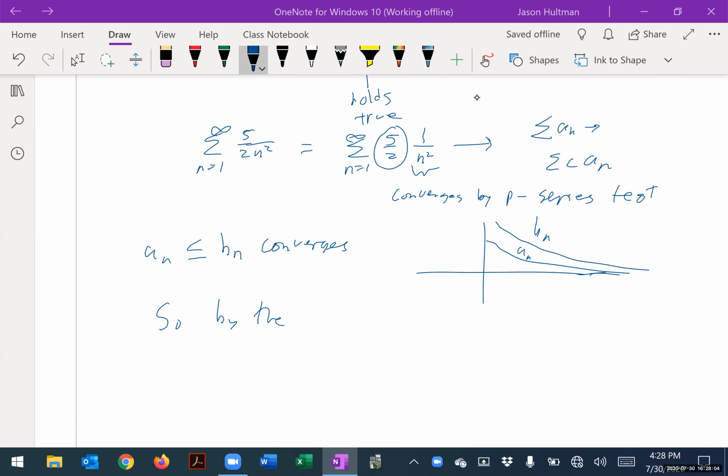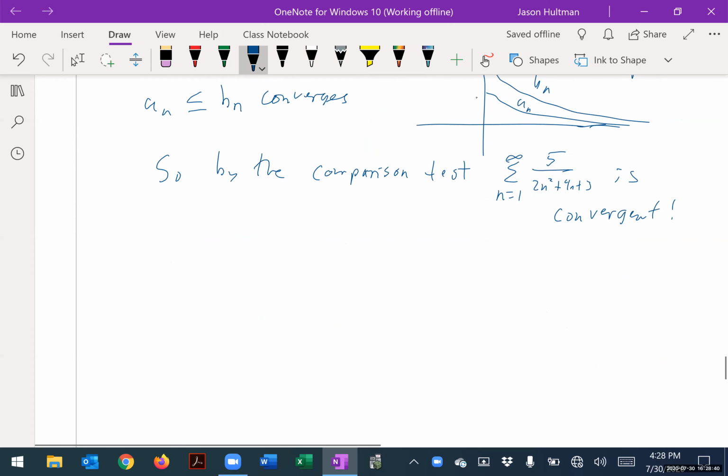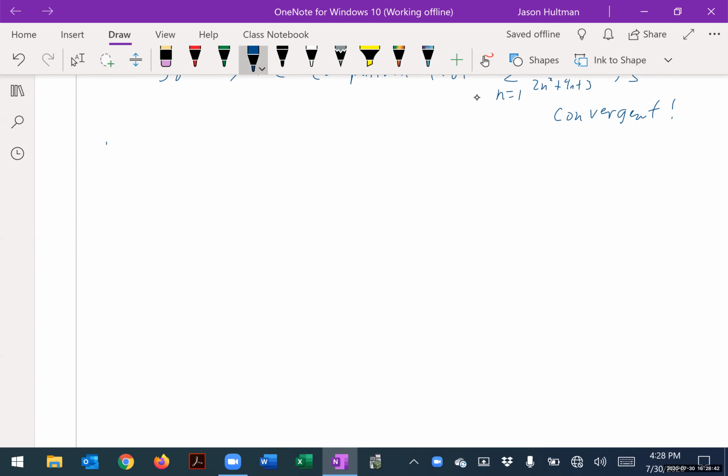So by the comparison test, the summation of n equals 1 to infinity of 5 over 2n squared plus 4n plus 3 is convergent, by the p-series with p equals 2. Boom. Nice.